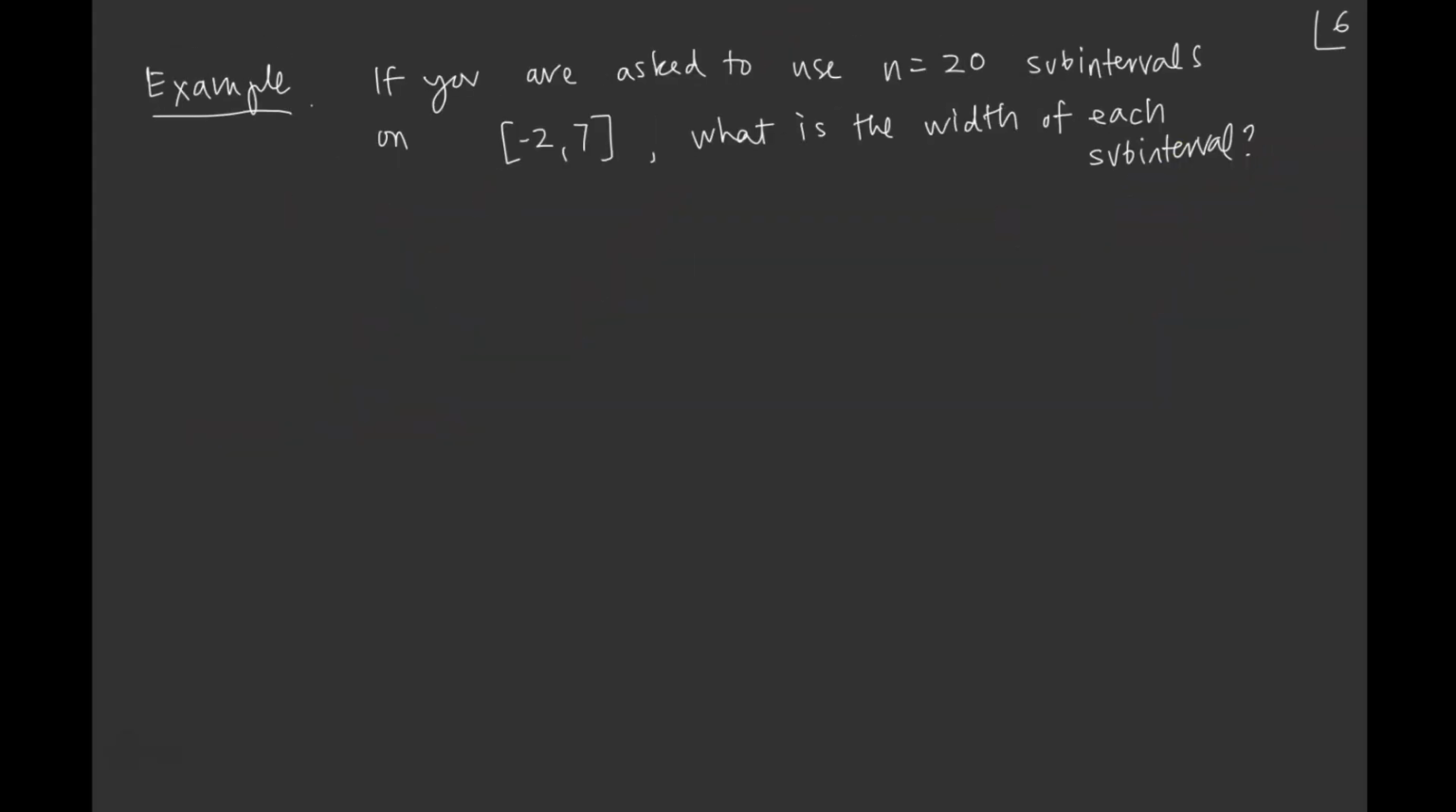Okay, let's just pause here and talk about the width of subintervals. Say you're asked to use n equals 20. So we want 20 subintervals on this interval. This is the larger interval. What would the width of each subinterval be?